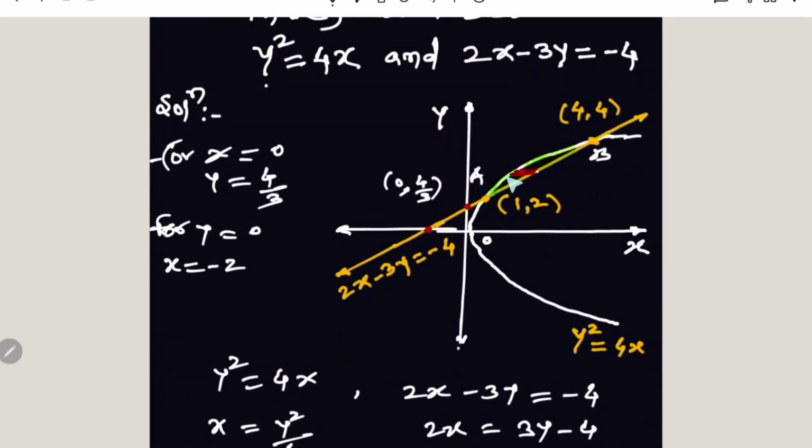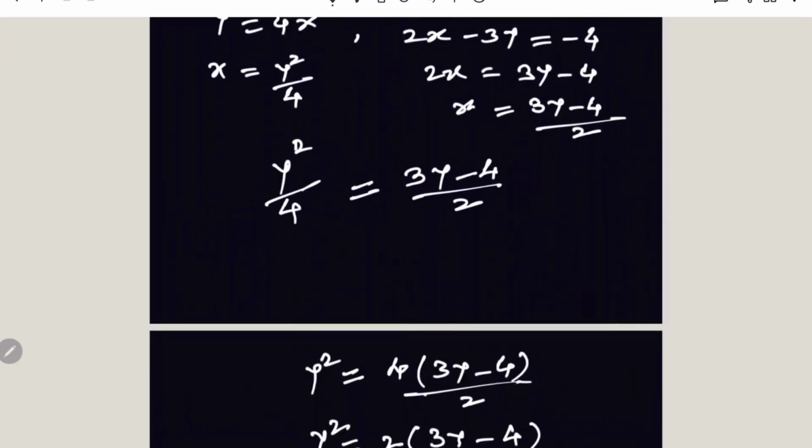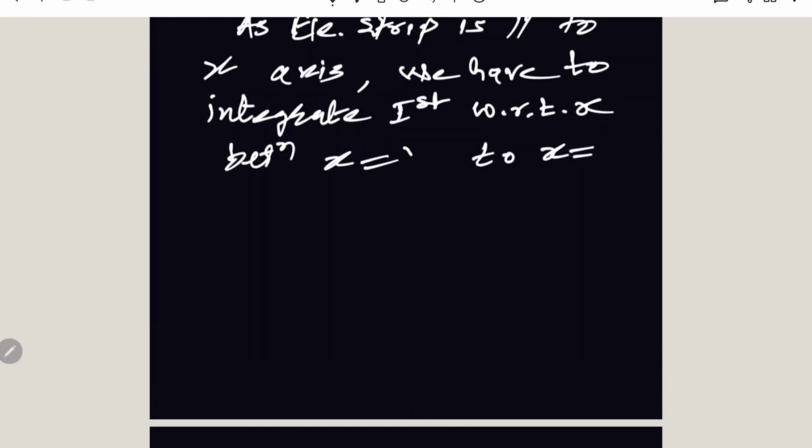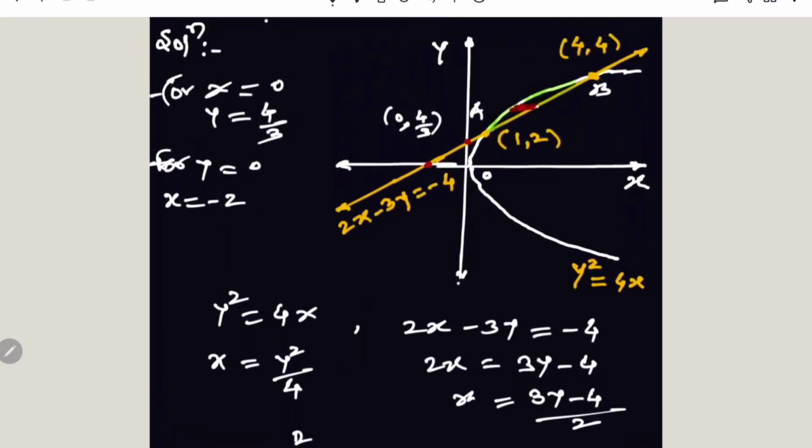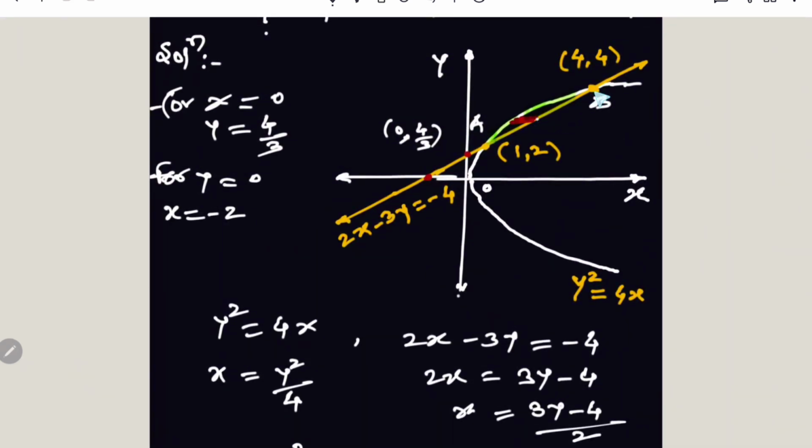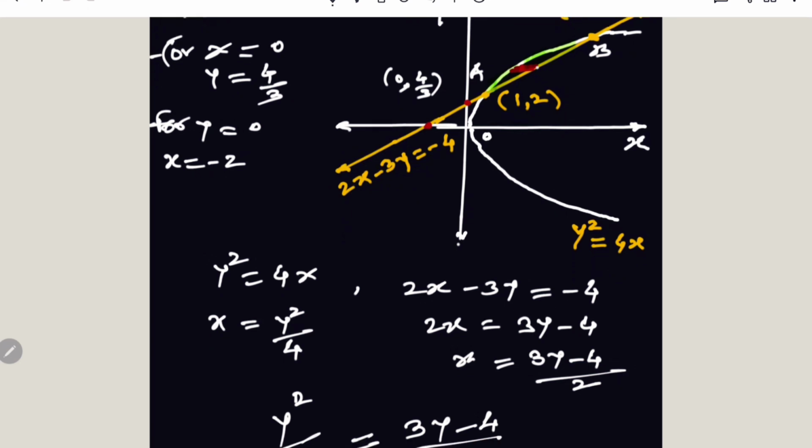As already mentioned, the lower end lies on this parabola whose equation is y square equal to 4x. Solving it for x, we get x is equal to y square by 4. That is the lower limit, x is equal to y square by 4. And the other end lies on this line whose equation is 2x minus 3y is equal to minus 4. Solving it for x, we get x is equal to 3y minus 4 by 2.